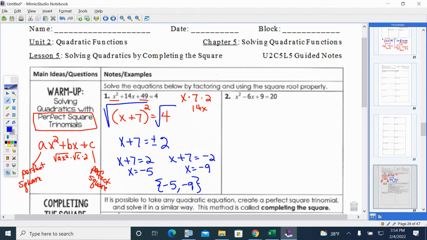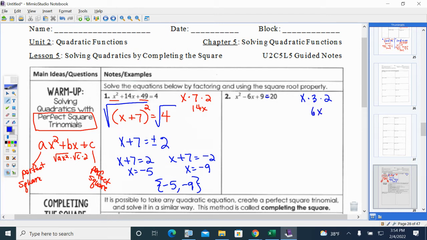Let me show you that again on example number 2. Number 2 says x squared minus 6x plus 9 is equal to 20. Now, basically, all I'm focused on is the left side. Is the left side a perfect square trinomial so that I can solve this using the square root property? Well, the square root of x squared is x. The square root of 9 is 3. And again, we need that 2. x times 3 times 2 is 6x, which is exactly what I need.